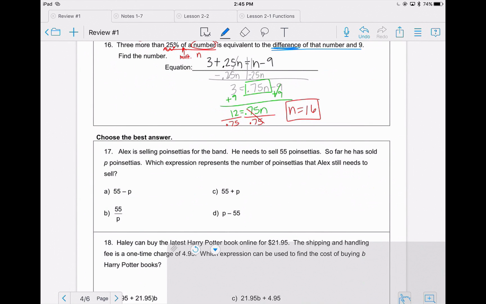Problem 17, Alex is selling poinsettias for the band. He needs to sell 55, so far he has sold P. What represents a number that he still needs to sell? So he has 55 to sell. He's already sold, he's already taken out. So because we're taking out, we're going to subtract. He's starting by knowing he needs to sell 55 and taking out the number that he sold P. So that's going to look like part A. Part D would be he needs to sell an unknown amount but has already sold 55. Part A is he needs to sell 55 and has already sold an unknown amount.